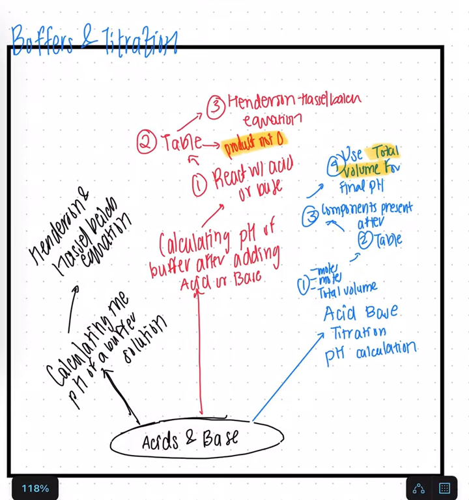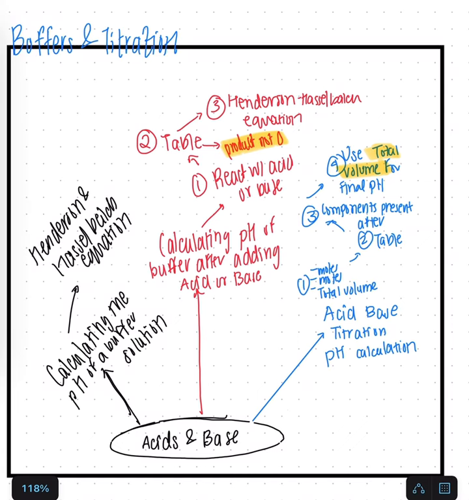Calculations regarding Chapter 14 with buffers and titration, there are three types of problems that can be present. The first is calculating the pH of a buffer equation. For this one, we just have to plug in what we have for the initial concentration of the base and the acid into the Henderson-Hasselbalch equation.